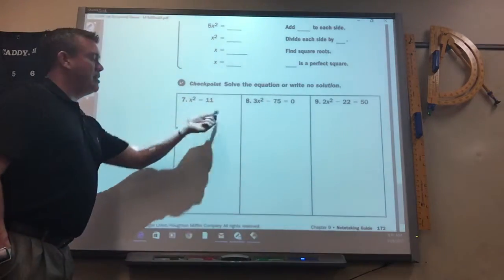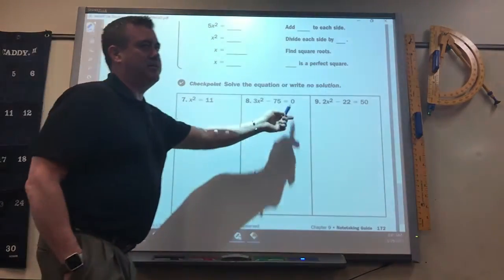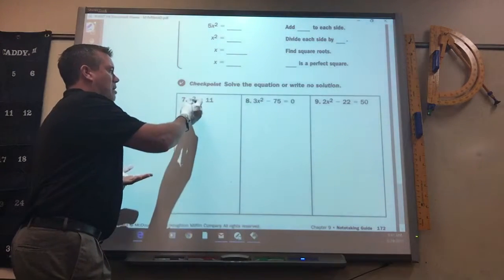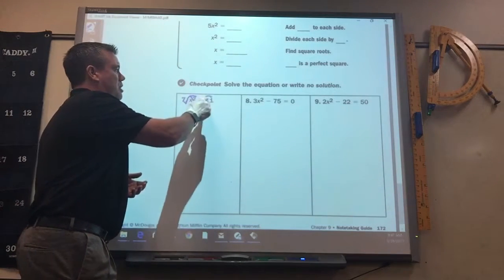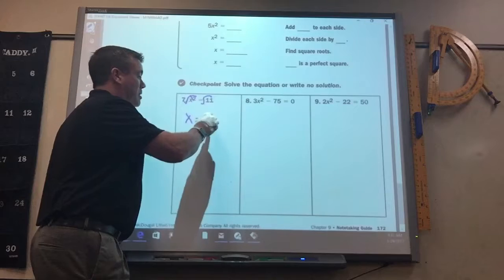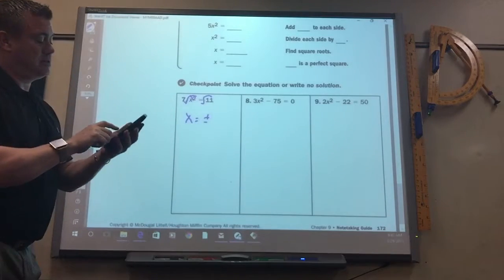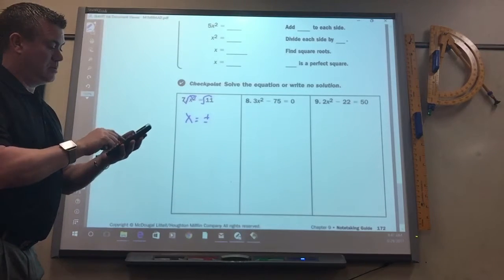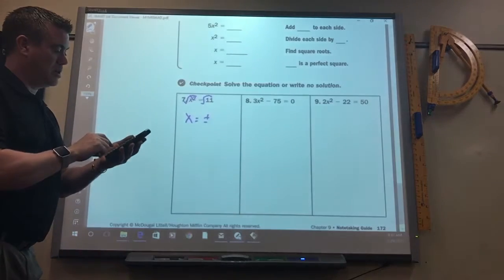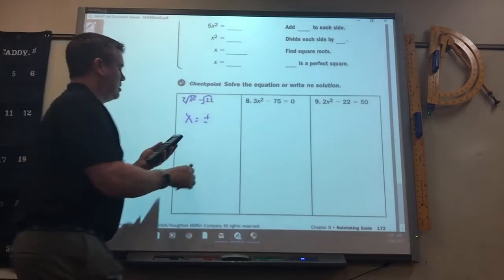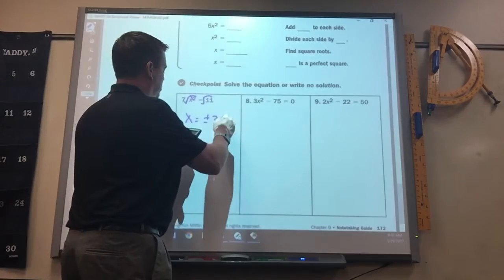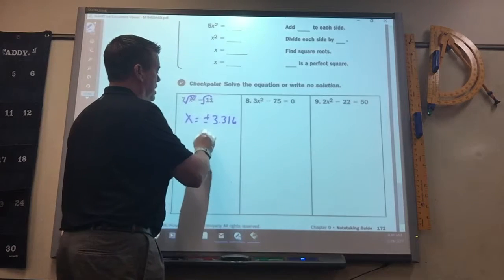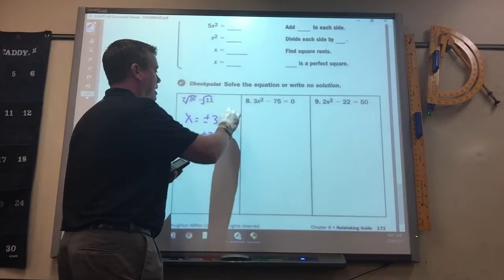Okay, now on these, this is a little different here. This one, all you do to get the x by itself is you square root it. Remember, it's plus or minus the square root of 11, again round to the nearest hundredth. 3.316, which would round to 3.32.